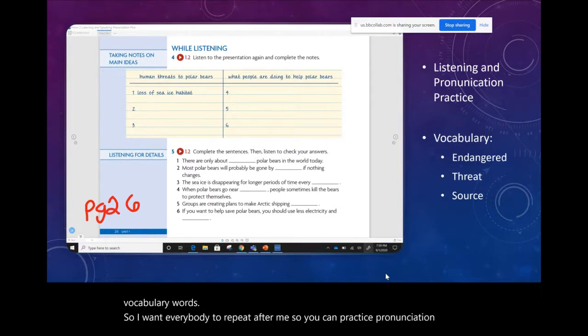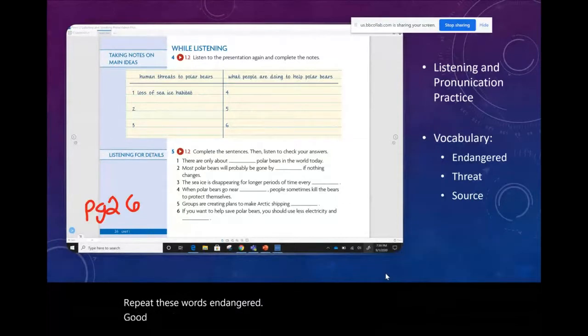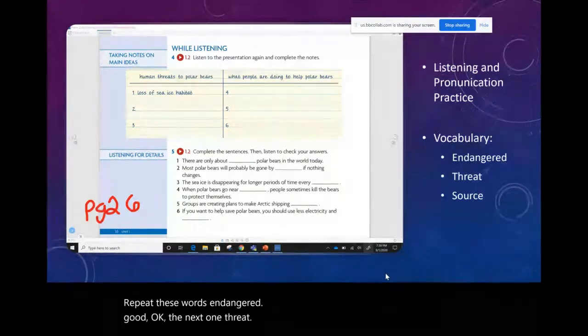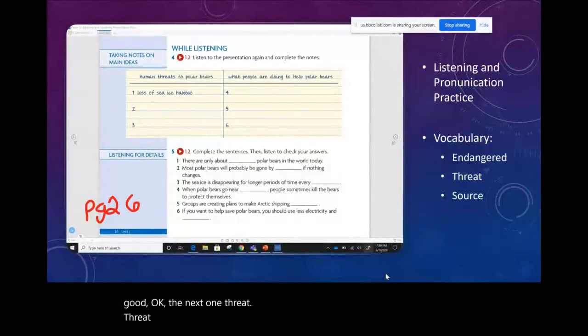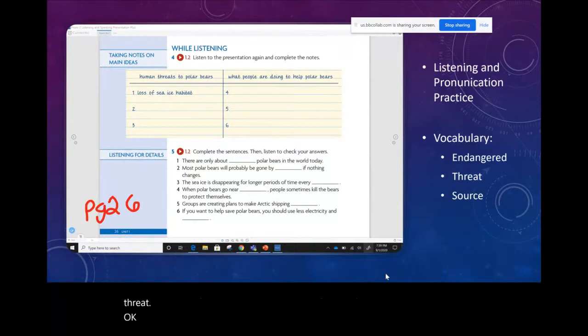Okay, repeat these words. Endangered. Endangered. Danger. Danger. Good. Okay, the next one. Threat. Threat. Good. Spanish speakers, I know that TH is sometimes hard. And then the third one, source. Source. Short. Good. Everybody say source. Source. Okay, let's talk about what these mean, and then we can do the listening portion.